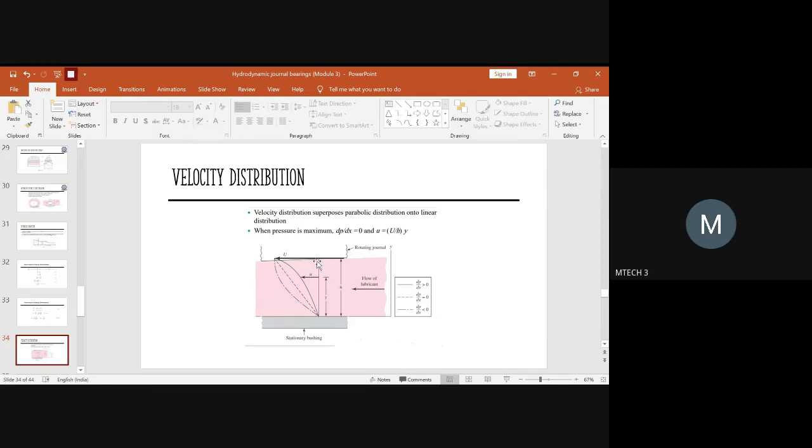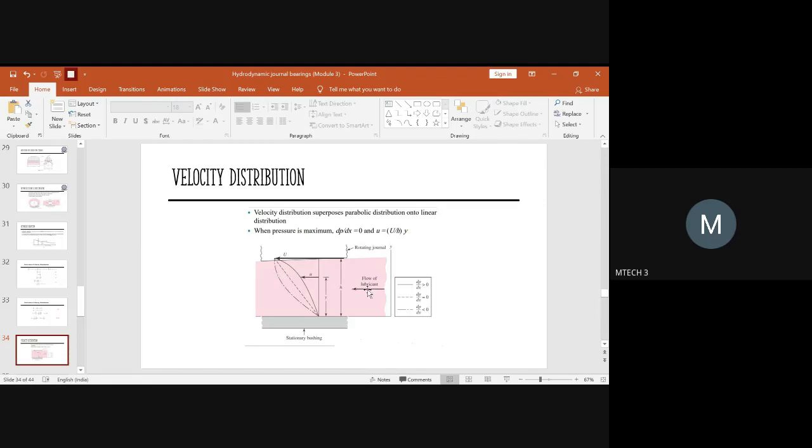But as the different layers of the fluid come down nearer to the fixed plate, it will be moving with a velocity gradient which will be lesser than the velocity with which it moves across the contacting surface of the moving plate. So that you have to understand.